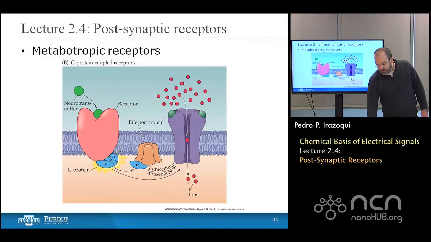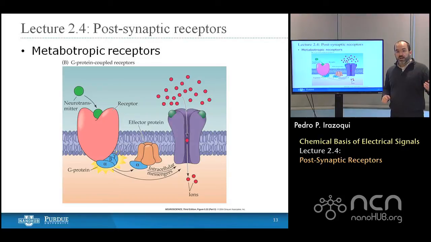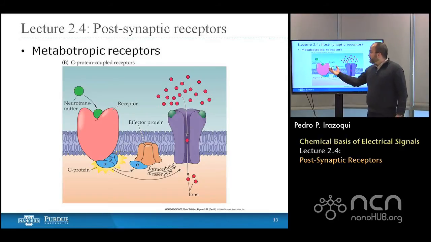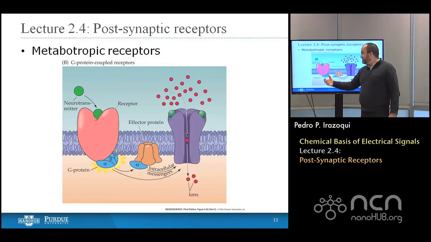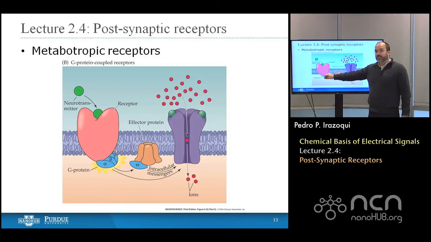Alternatively, you can have what's called a metabotropic receptor. The previous kind was called an ionotropic receptor. The way that a metabotropic receptor works is, for example, in the case of G-protein coupled receptors, where you have not a channel, but a receptor on the outside of the cell, or on the transmembrane. That receptor receives a neurotransmitter. When it receives a neurotransmitter, it releases a number of G proteins inside the cell.